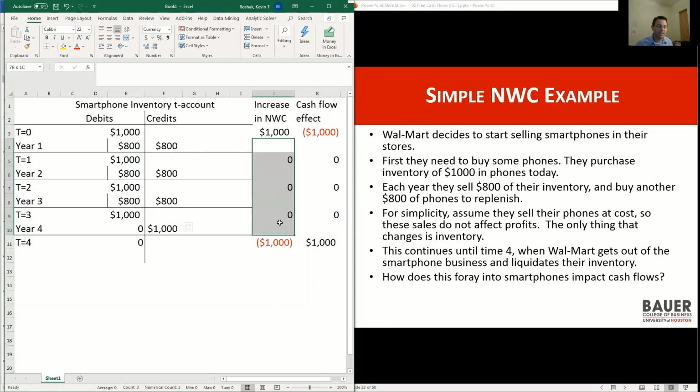We didn't have on net any new inventory of smartphones. We had kept that the same. So there's no cash flow effect, even though there's a lot of money changing hands. We're buying and selling $800 worth of smartphones each year. But because we put in 800 and we took out 800, the effect on the cash flows is 0.